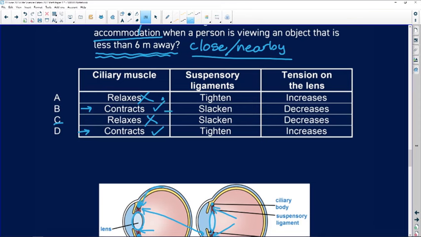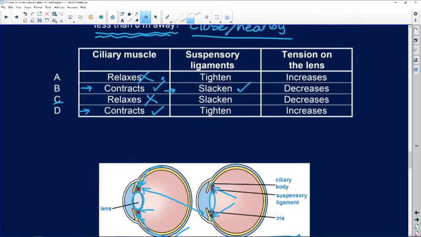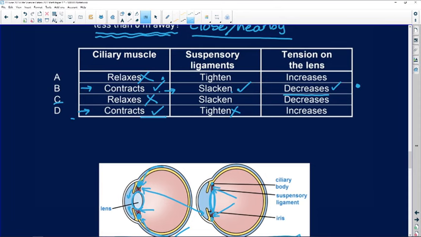If we look at B, the ciliary muscle contracts, causing the suspensory ligament to slacken. Let's go back to our picture. Yes, when the ciliary muscle contracts, it pulls the sclera inwards and our suspensory ligaments slacken. So that one is correct. Going down to D, we see that we've got the opposite, tighten. So I'm looking at probably B being our correct answer. Let's check it right to the end. Contracts, suspensory ligaments slacken, tension on the lens decreases. What do we see here? The lens becomes rounder because tension has decreased. It's not pulling that lens very flat. And so most definitely B would be our option.